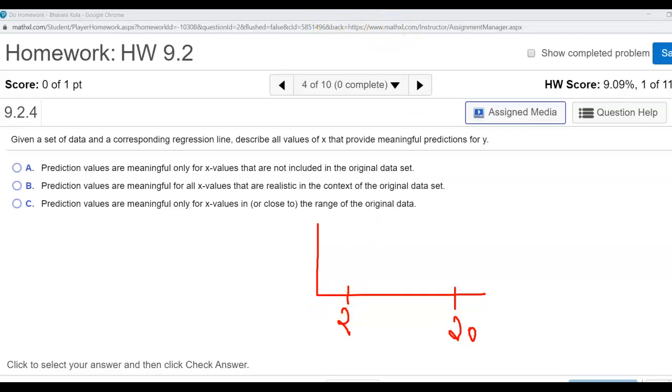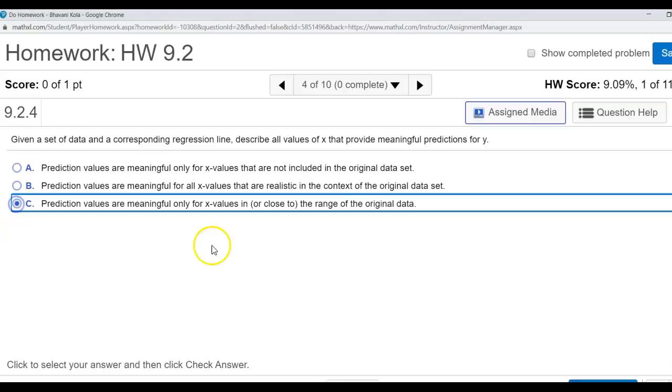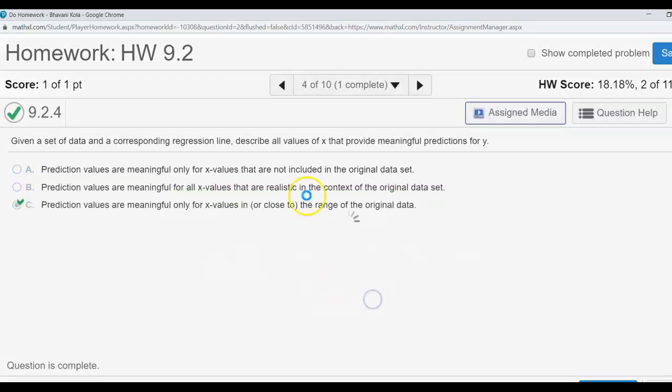I'm going to change the color here. You can only predict the values from 1, that is going one below, and going one above to 21. So you can only predict the values between 1 and 21. If they ask you for 23 or 43, you cannot predict the values. So the prediction values for x are meaningful only for x values in the close range, that is one below and one above. So please keep that in mind. If your x is 2, you can go one below and one above. So your option is going to be this one. Final check. Very good.